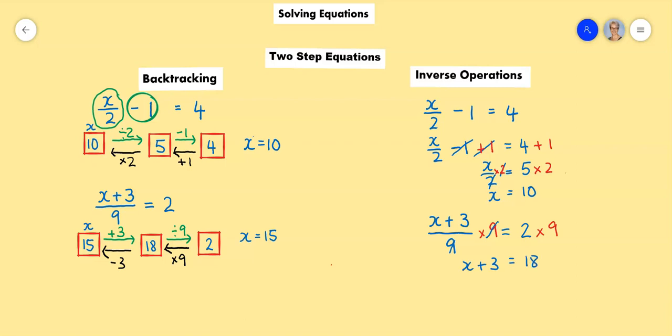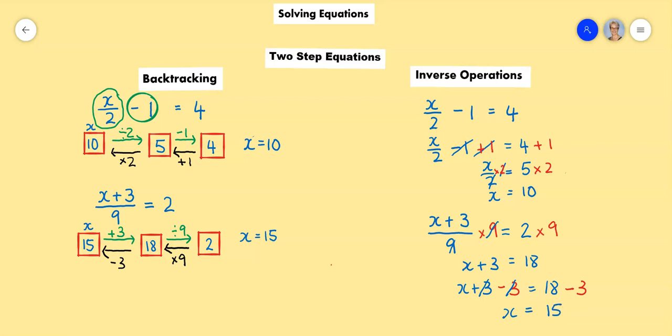The second thing we did was to minus 3. So we're going to do that to both sides. So we have x plus 3 minus 3 is equal to 18 minus 3. Plus 3 and minus 3 cancel out, so we are left with x is equal to 18 minus 3, which is 15.